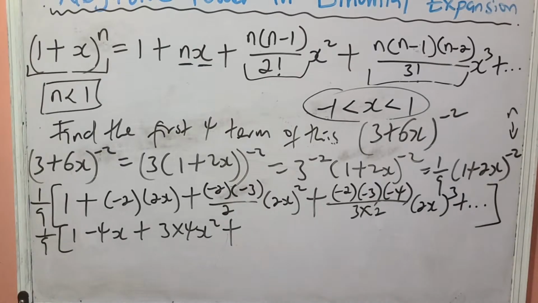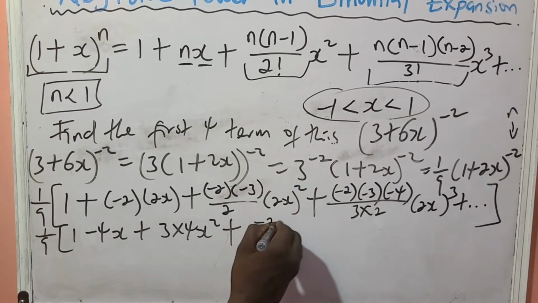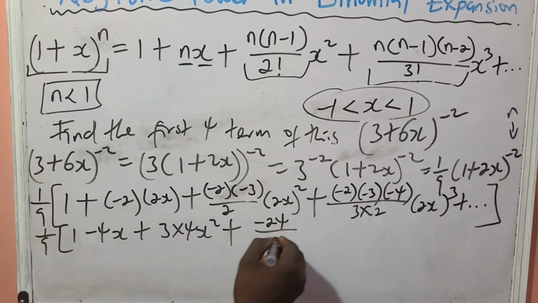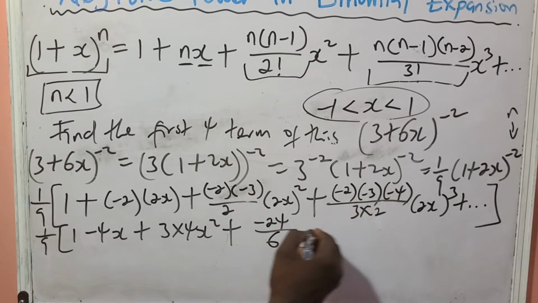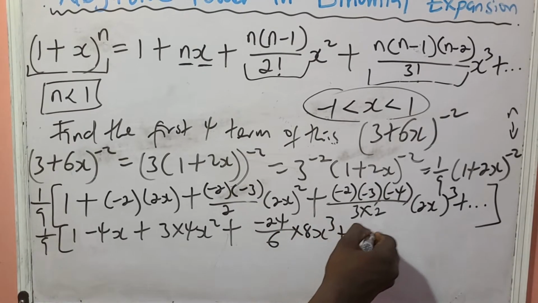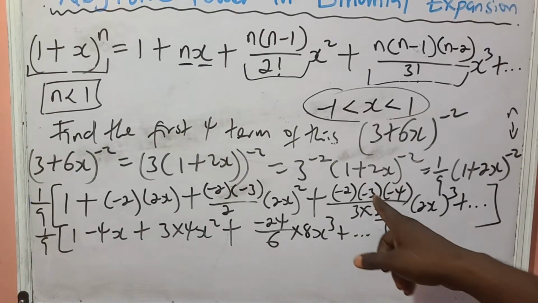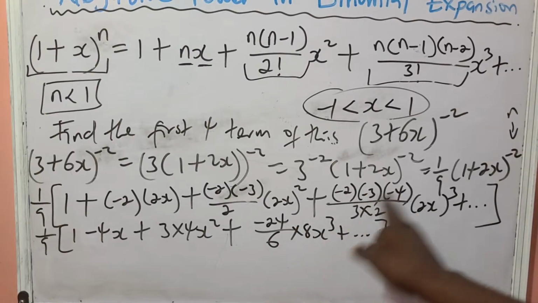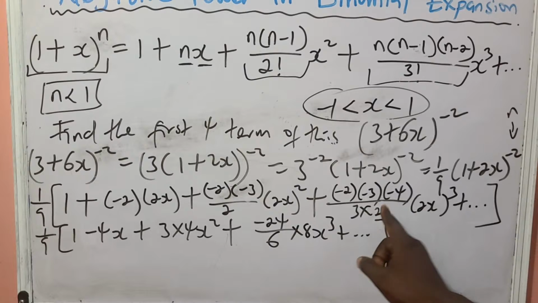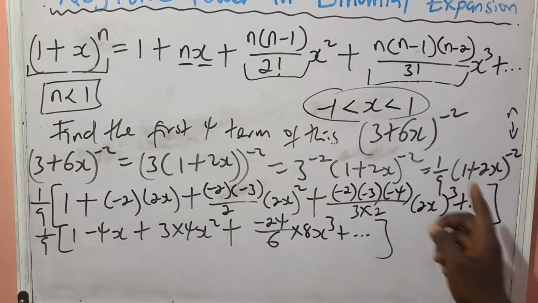Then plus, I'm sure you can flow with that. This is 6 times minus 4, that's minus 24. Minus 24 over 6. Then we have 2 raised to the power 3, that is 8, times 8, x raised to the power 3. You can flow with what I'm doing. I'm just solving mathematically. Minus 2 times minus 3 is 6. 6 times minus 4 is minus 24. Then we have 2 raised to the power 3, 8, and on and on.